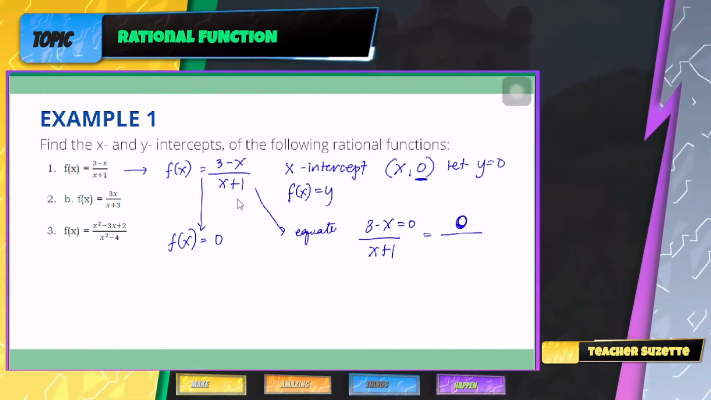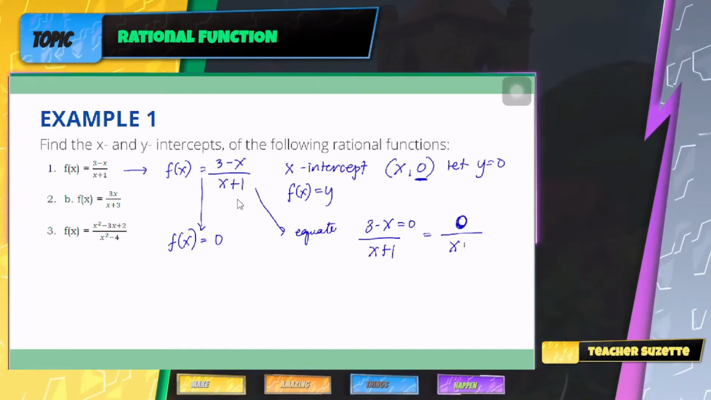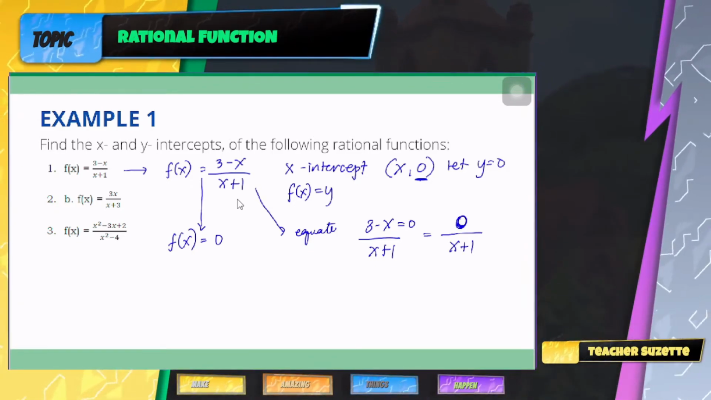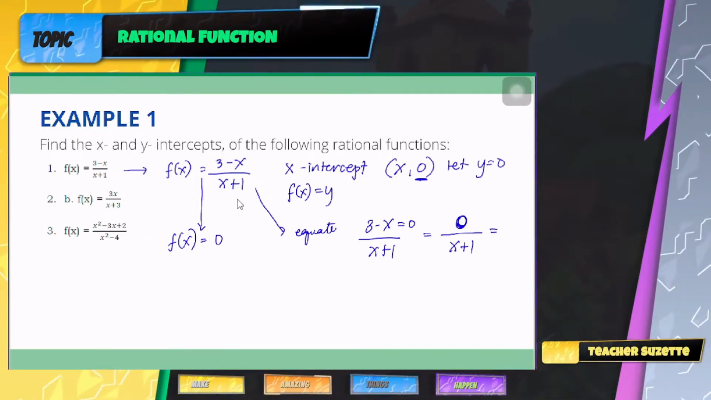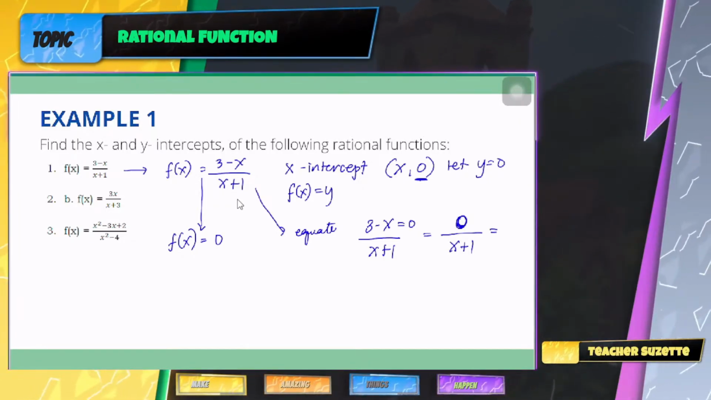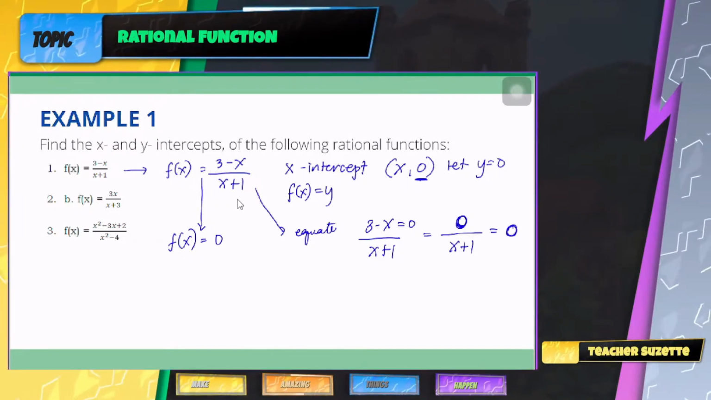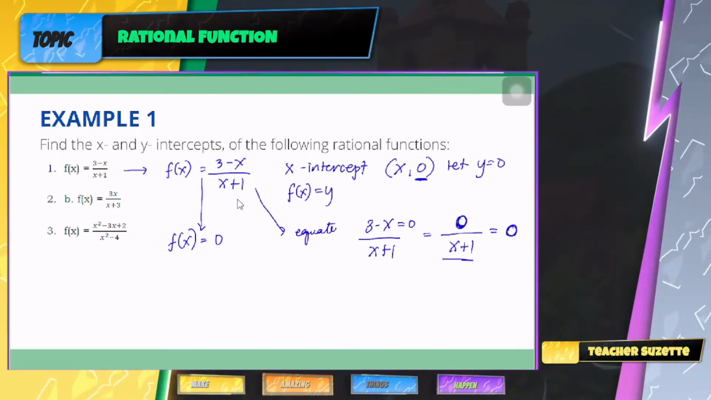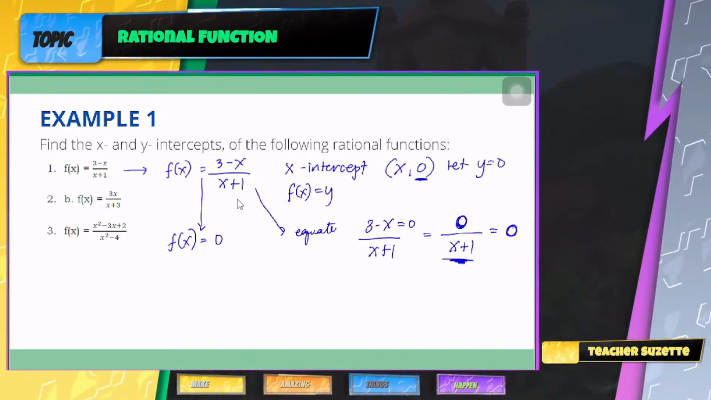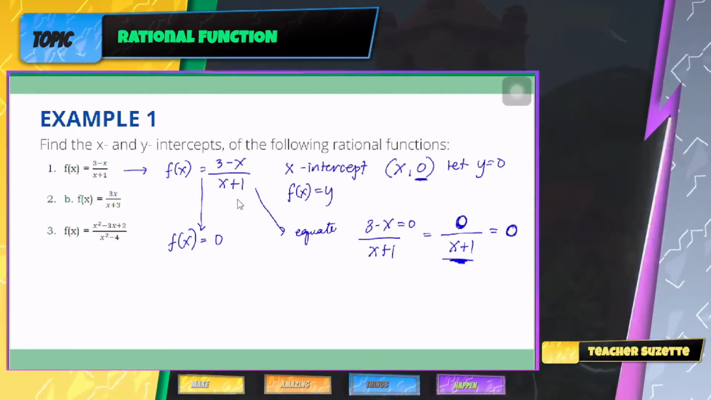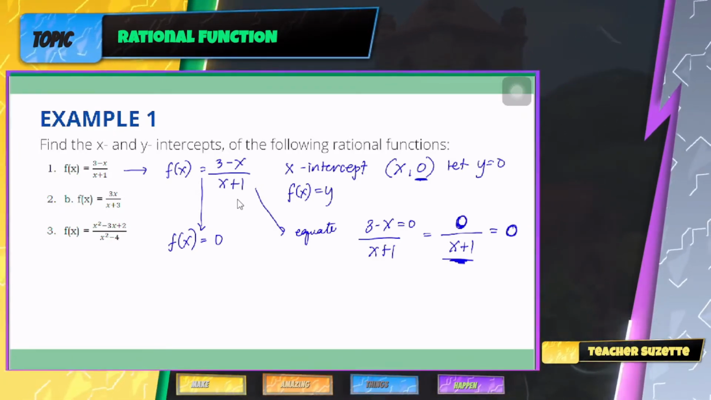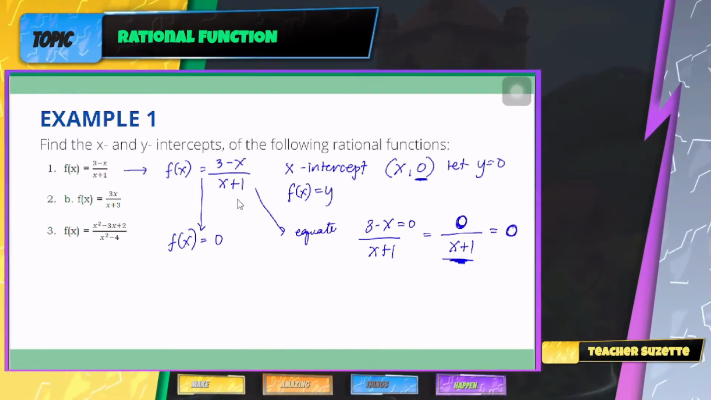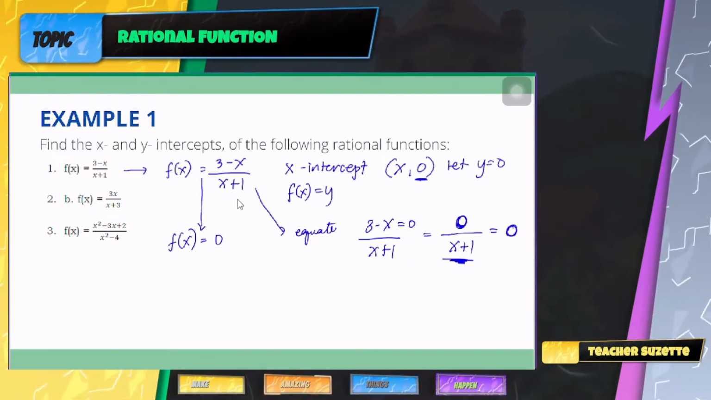Then, kapag may 0 na numerator mo, ano mangyayari sa denominator mo? When you divide 0 by x plus 1, 'di ba? Even without getting the exact value of your x, you can conclude that the answer is 0. Kahit gaano pa kalaki yung constant number mo dyan, kahit may mga variables pa, basta when that number or that variable or that term is to be divided to 0, the answer will be equal to 0.